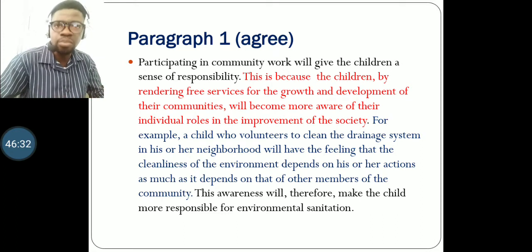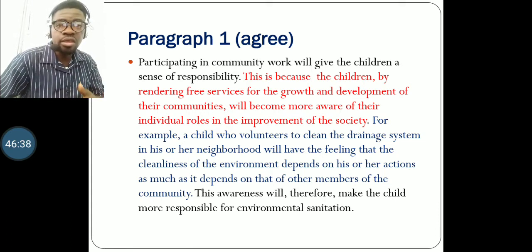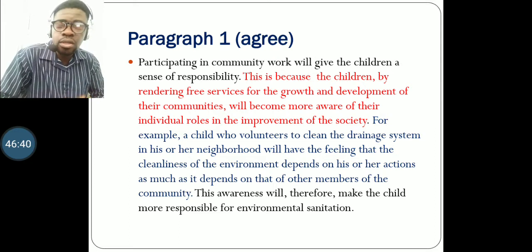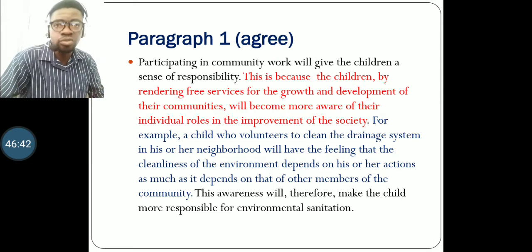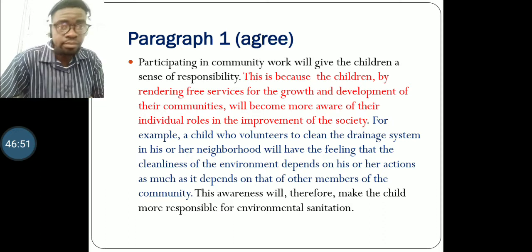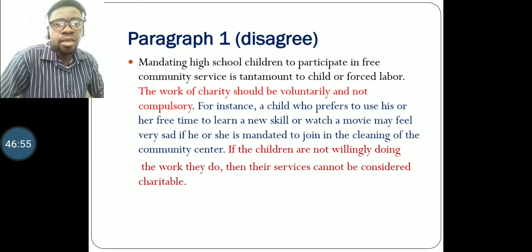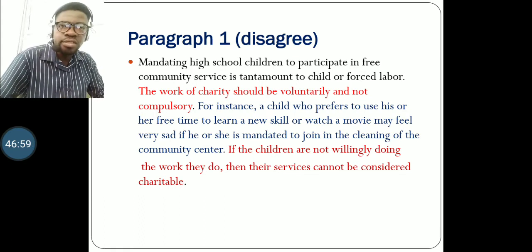Remember, that is what the question is asking you. That is part of the instruction. Give reasons for your position and relevant examples to support that position. Make sure you're doing that in the course of your responding to the question. All right? Okay, maybe let's say I choose to disagree. I will still follow the same pattern in getting my first paragraph.